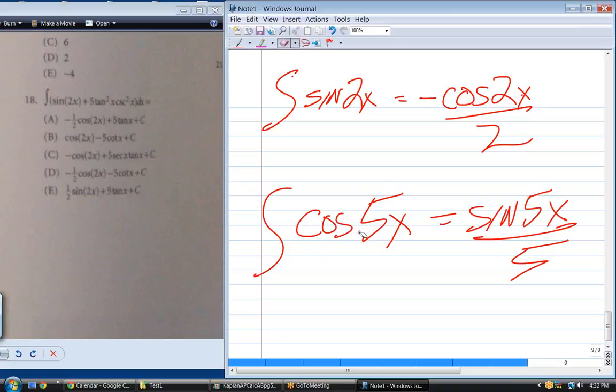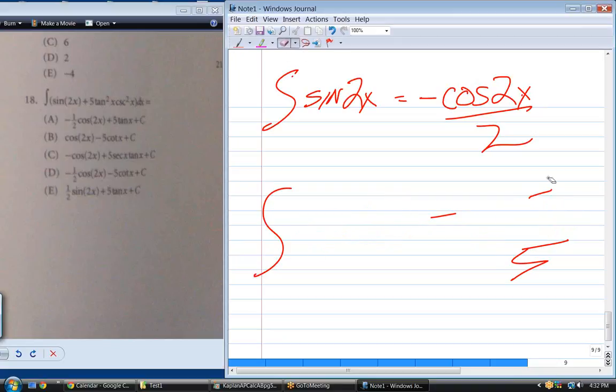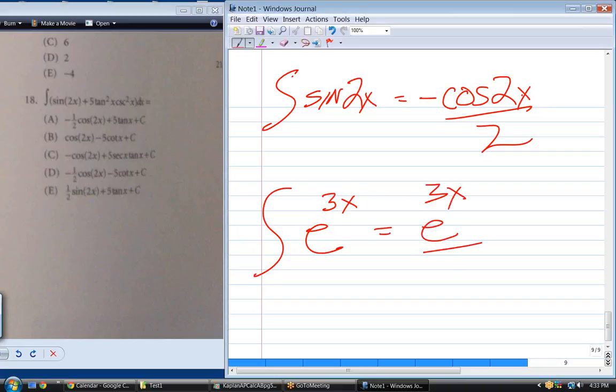Same thing with e. Same exact thing with e. If I want to take the integral of e to the 3x, that's e to the 3x divided by the derivative of the inside. So whenever you're doing these transcendental functions and you're taking integrals, it's not that hard. You just integrate it as if you would integrate sine of x and then divide by this coefficient.